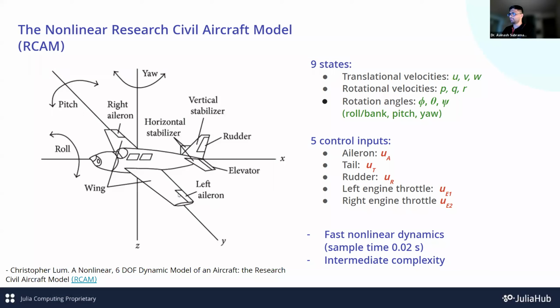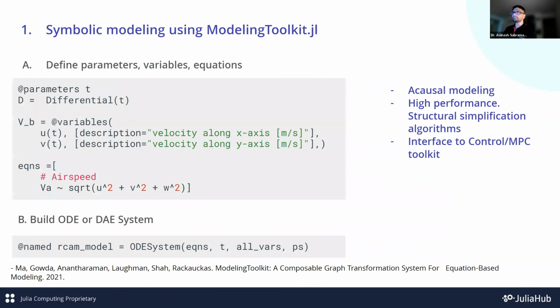The aircraft has 5 control inputs that the pilot, or the controller, can manipulate. So in this case, it would be the left and right aileron. So this would be the aileron angle, the tail angle, the rudder angle, and the position of the left engine throttle and the position of the right engine throttle. So this is an example of a problem of intermediate complexity, as I mentioned.